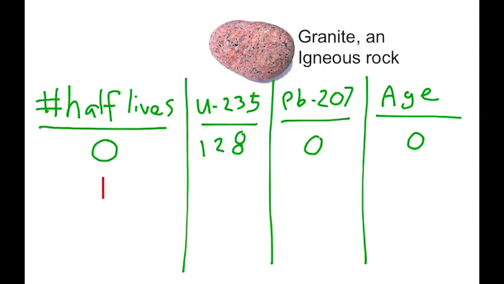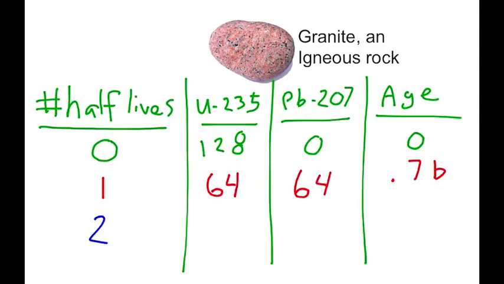So after one half-life goes by, which for this rock is equivalent to 0.7 billion years, or we were talking about 704 million years in class, which is the same thing as 0.7 billion years, we're going to have half of 128, which is 64, left. And that 64 lead atoms will have been formed.